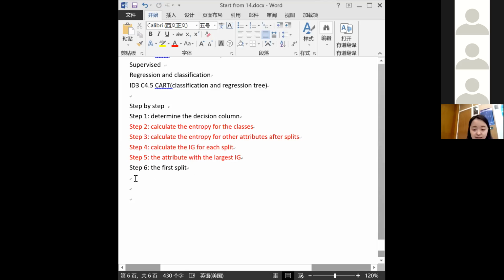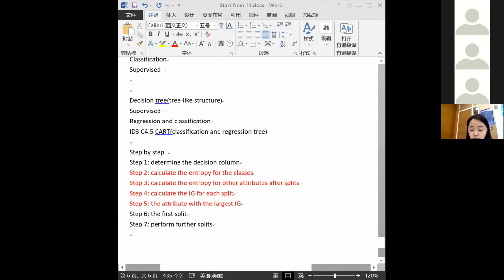And then the 7th step is we will continue to perform further splits. Here we complete the entire decision tree. So that is the process to create a decision tree.